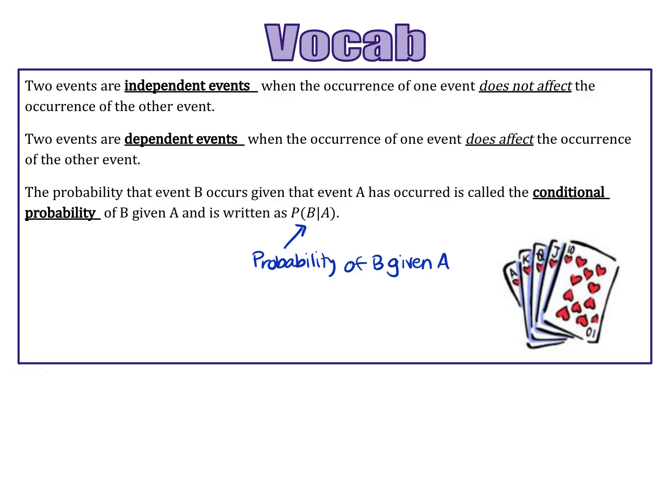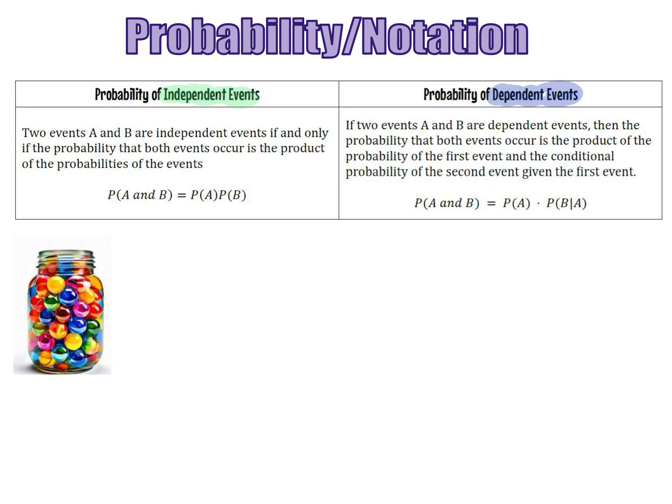Now that we've laid the foundation, let's look at how we would find that probability for each of these types of events. All right, let's start with independent events. If two events are independent, then to find the probability of both of them happening, probability of A and B, you would just take the probability of A and the probability of B, and you would multiply them together.